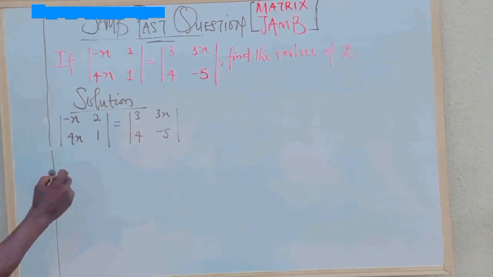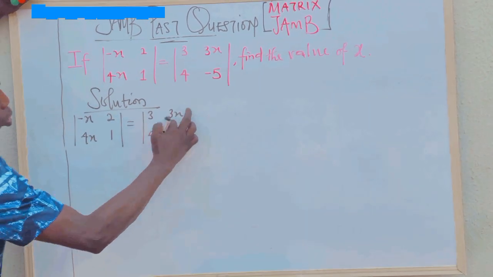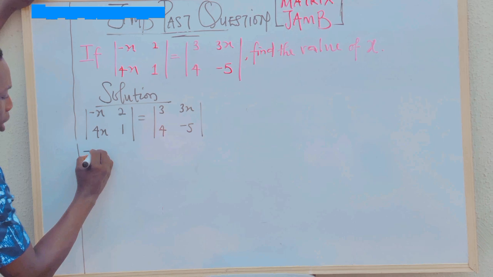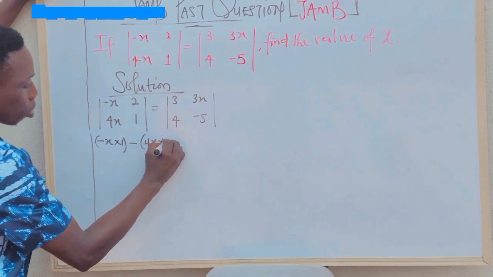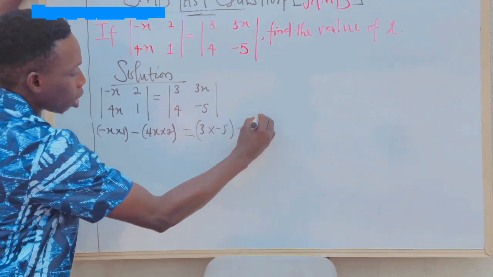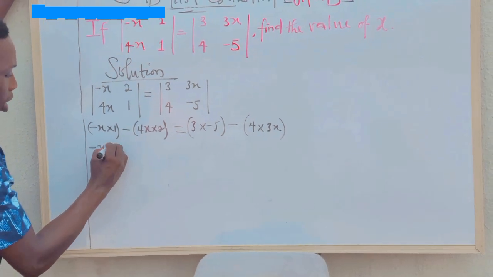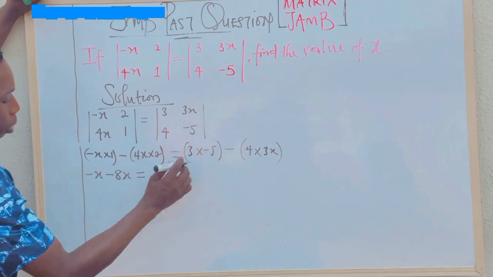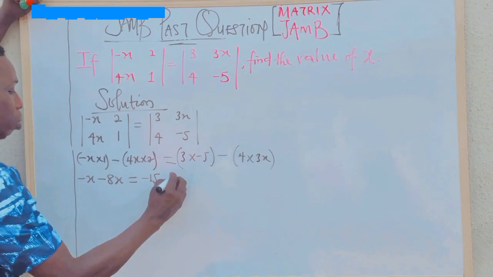Now, when you are solving for the determinant of a 2 by 2 matrix, the two of them are 2 by 2 matrices because they have two rows and 2 columns. Now this one we have, that will be minus x times 1 minus 4x times 2 equals 3 times minus 5 minus 4 times 3x. So from here we have minus x minus 4x times 2 gives us 8x, equals 3 times minus 5 will give us minus 15, and minus 4 times 3x will give us 12x.